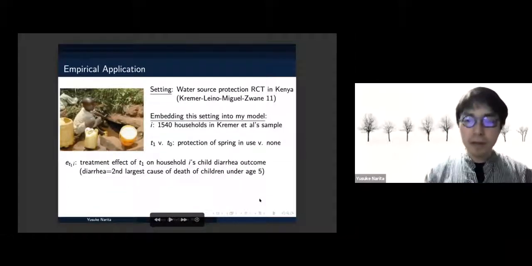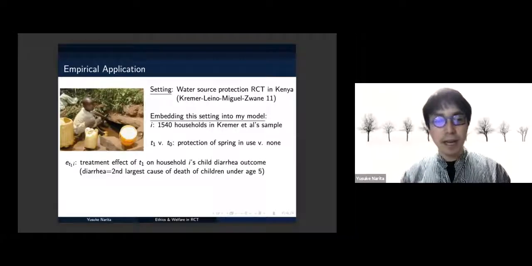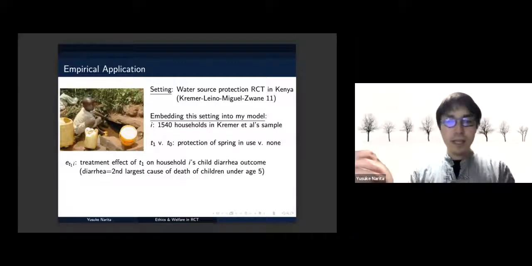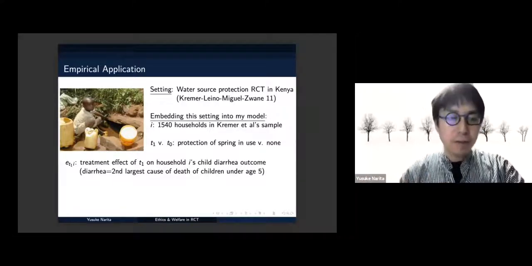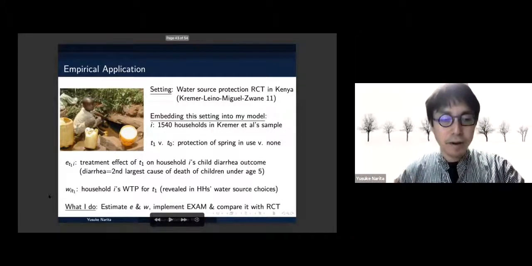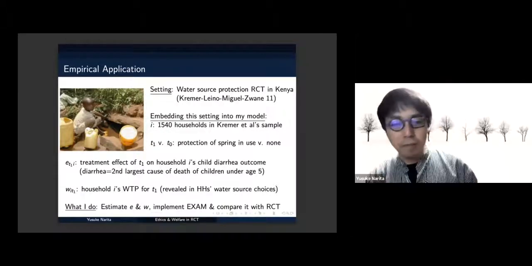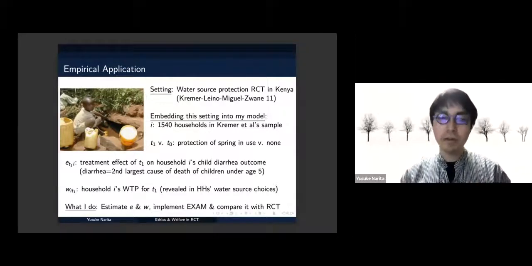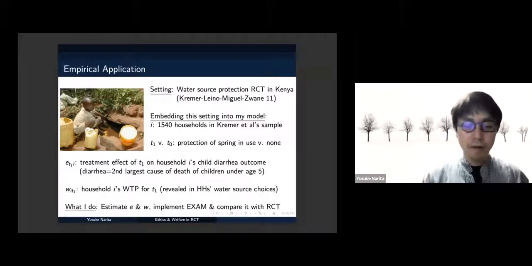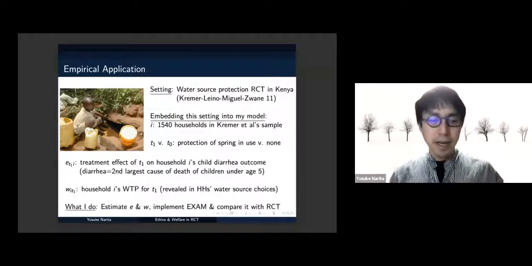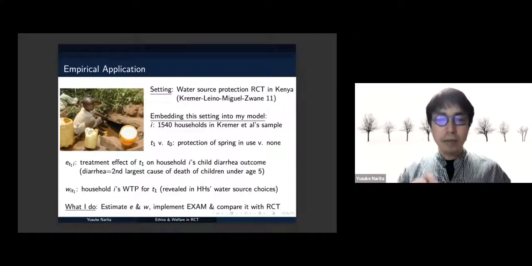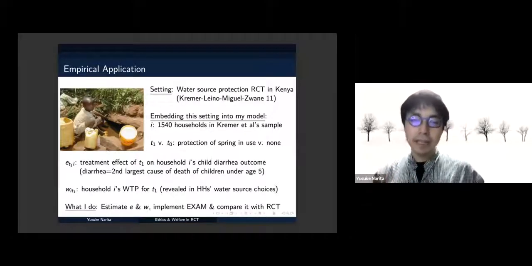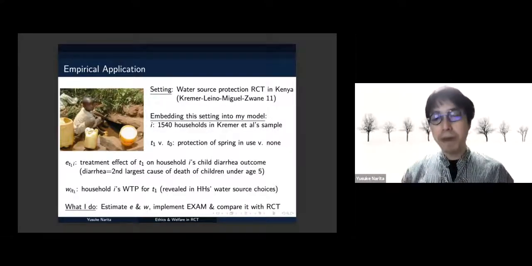As a primary outcome, I'm going to use the incidence of child diarrhea, and the heterogeneous treatment effect of this treatment T1 on this diarrhea outcome corresponds to that E symbol in my model. On top of that, an additional piece of data about household water source choices also allows me to estimate households' heterogeneous willingness to pay for this spring protection treatment. So I'm going to use this data to estimate both E and W, then use the estimates to implement exam and compare exam with RCT in terms of important properties.